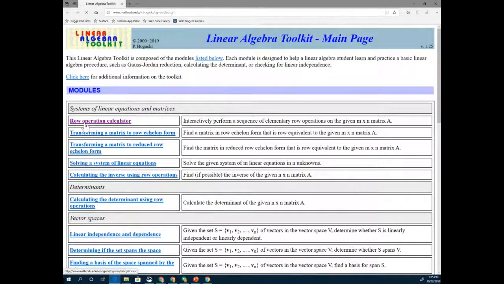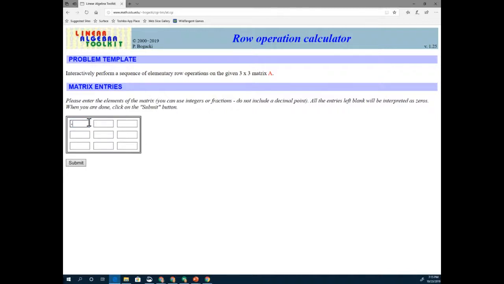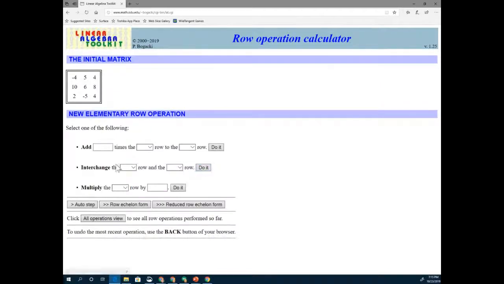For example, a row operation calculator. Let's say I want to have a matrix that is 3 by 3. And then you put in your numbers. I'm just making these up. Okay, so you can go through the matrix process. If I want to add 3 times the first row to the second, let's actually add 2 times the third row to the first row. This is sort of like what we're doing with the Gaussian elimination. And I'm going to just click do it.